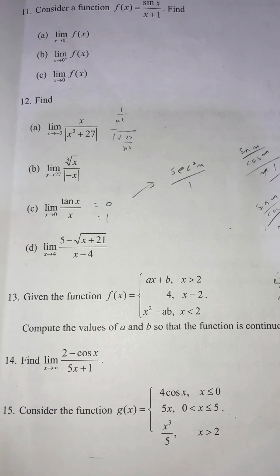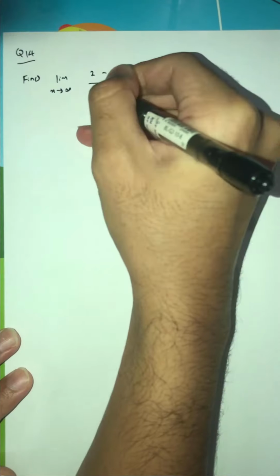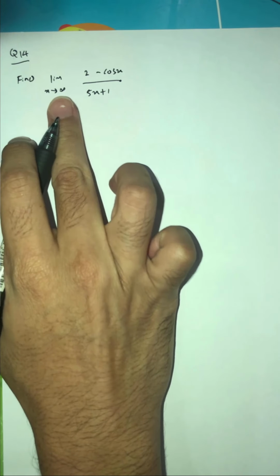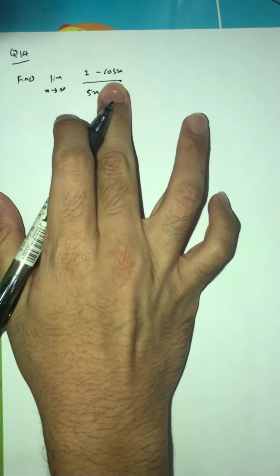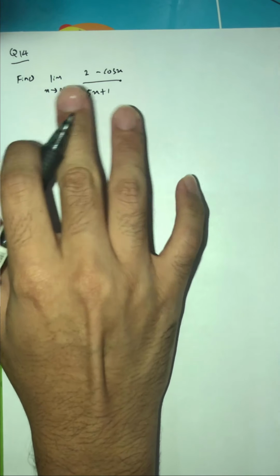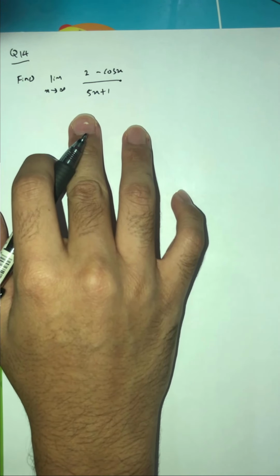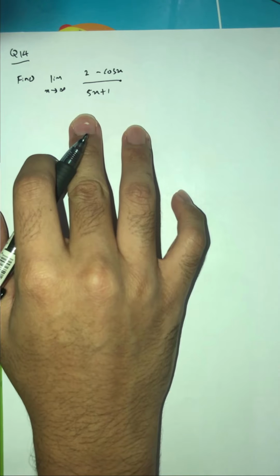with question 14. Question 14 asks us to find the limit as x approaches infinity of 2 minus cos x over 5x plus 1. You can use any method you want, but sometimes it is hard when this is infinity or 0 and you have a trigo, right? So normally when you have a question like this, you'll need to do the squeeze theorem, right? So refer to your squeeze theorem notes.